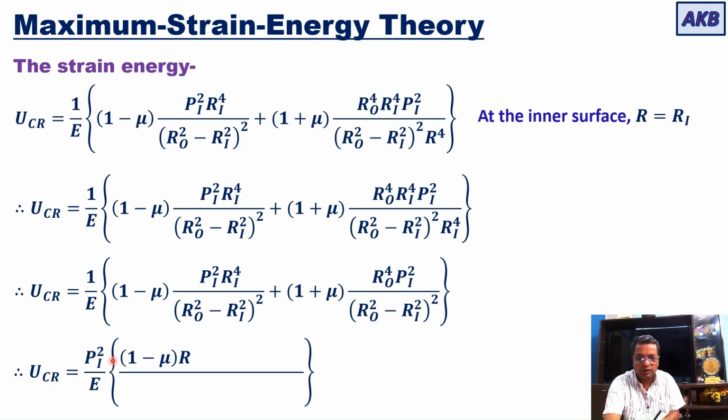Further, UCR will be equal to Pi square, because Pi square is present in both the terms, so we are going to take it out of the bracket. So it will be Pi square upon E into [(1 minus mu) ri raised to 4 plus (1 plus mu) ro raised to 4] divided by the square of (ro square minus ri square).